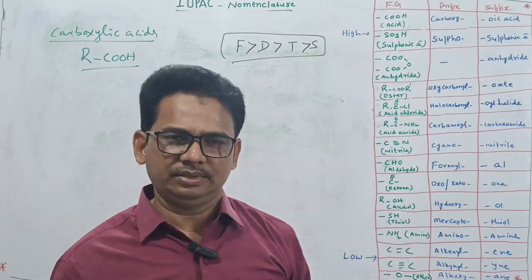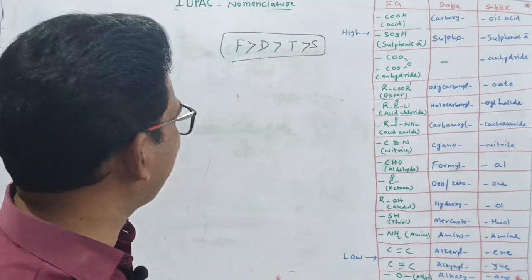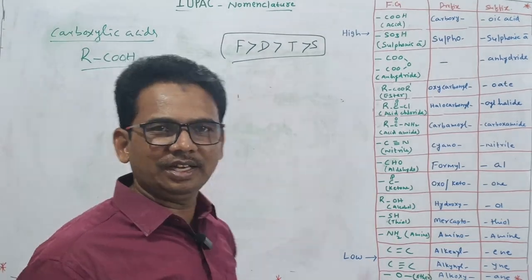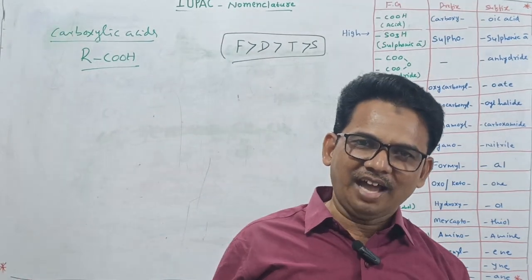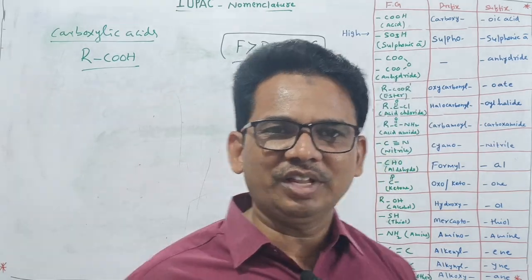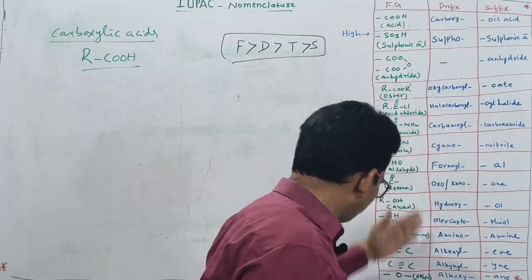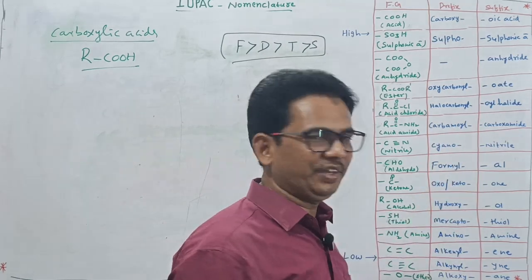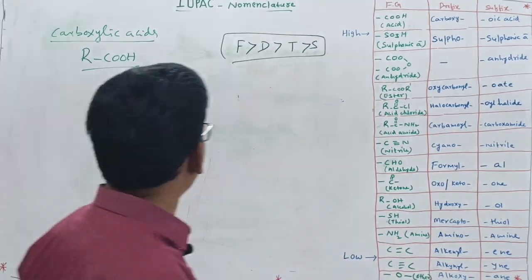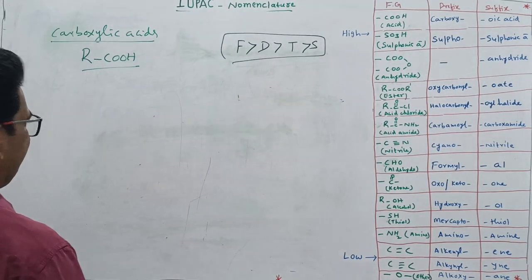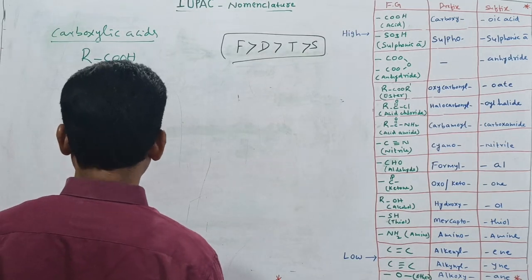A single functional group means no problem, because you know this rule: the first functional group will come. If it has 2 functional groups, what will we do at that time? We should know this table. Without knowing this, we cannot write. I will show those examples also. See, in this case, I will give one example.